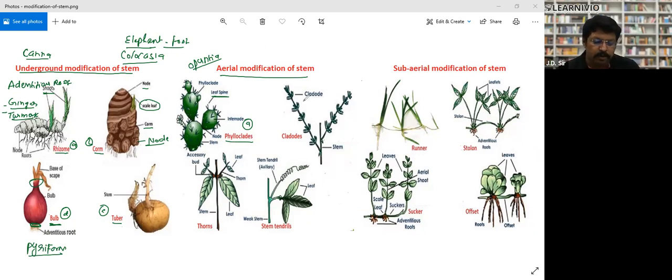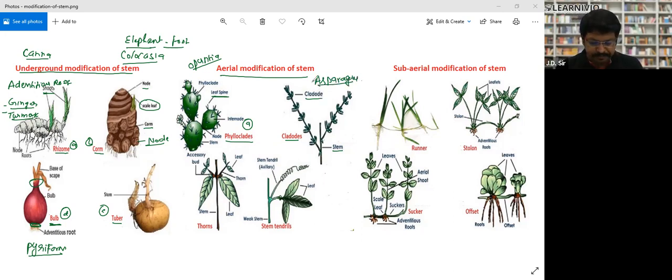The next part is called cladode. Cladodes are leaf-like structures. A cladode is actually the outgrowth of a stem; this is the main stem, and the secondary stem is called the cladode. The leaves disappear to reduce transpiration, so cladodes are also found in plants of desertic or arid regions. The example of cladode is asparagus.